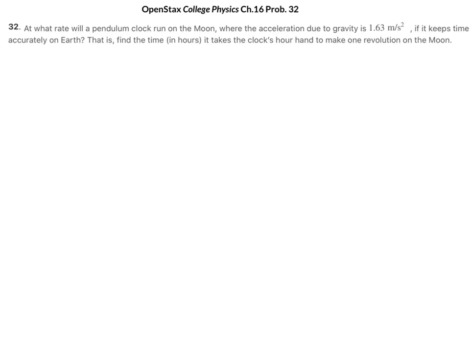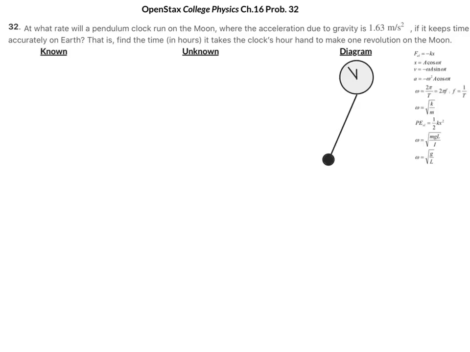Let's look at OpenStax's College Physics, Chapter 16, Problem 32. At what rate will a pendulum clock run on the moon, where the acceleration due to gravity is 1.63 meters per second squared, if it keeps time accurately on Earth? That is, find the time in hours it takes the clock's hour hand to make one revolution on the moon.